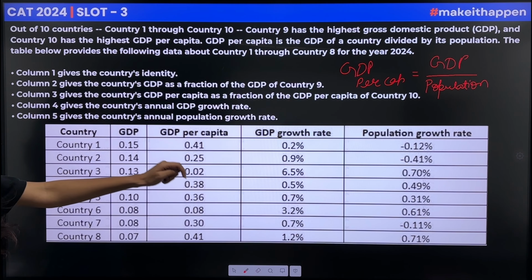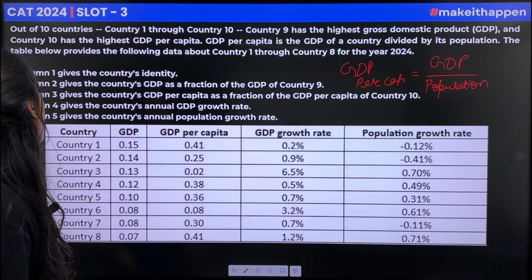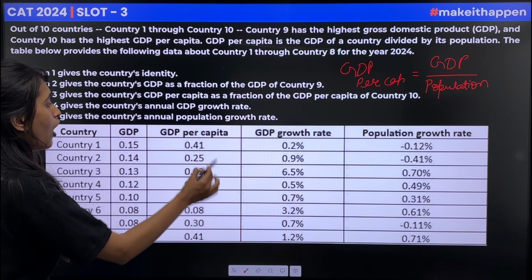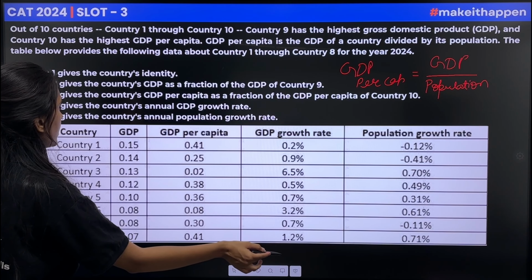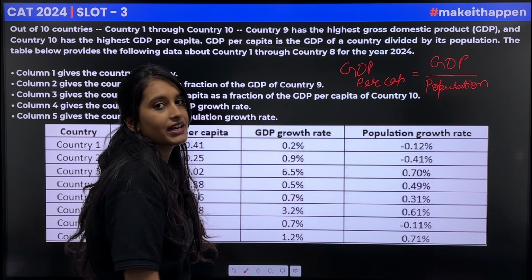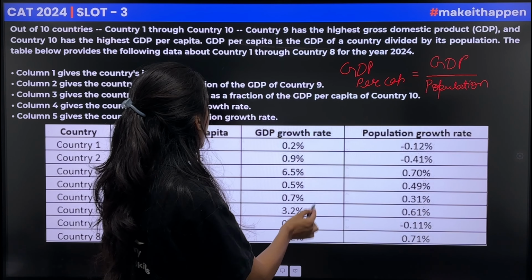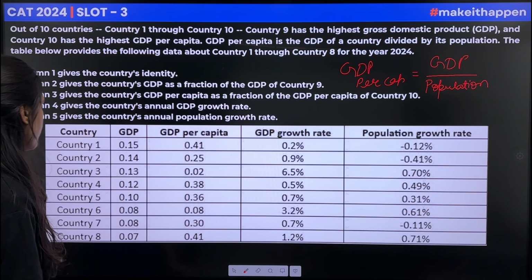So this table provides the data of country 1 through country 8 for year 2024. Column 1 gives us the country's identity, like country 1, country 2 and so on. Column 2 gives us the country's GDP as a fraction of the GDP of country 9. Column 3 gives us the country's GDP per capita as a fraction of the GDP per capita of country 10. Column 4 gives us the country's annual GDP growth rate and column 5 gives us the population growth rate.